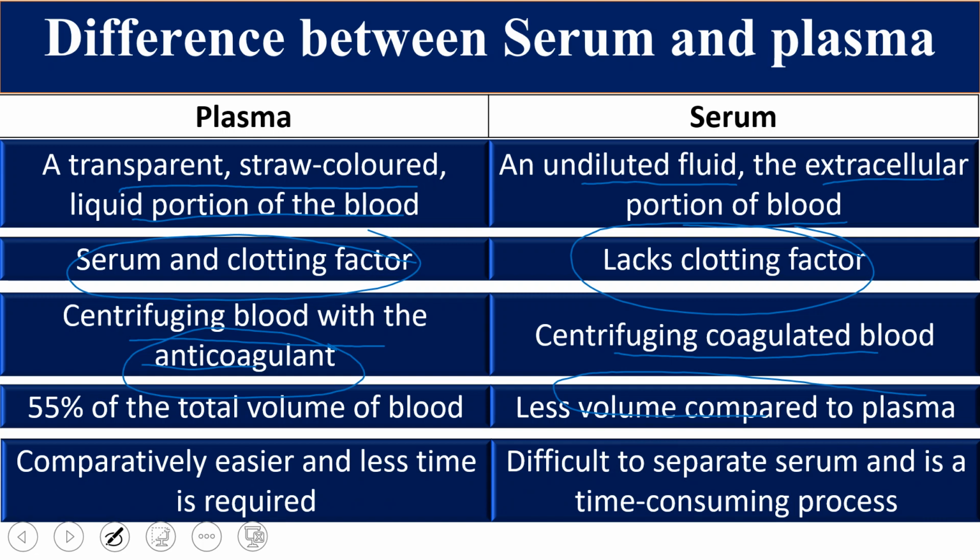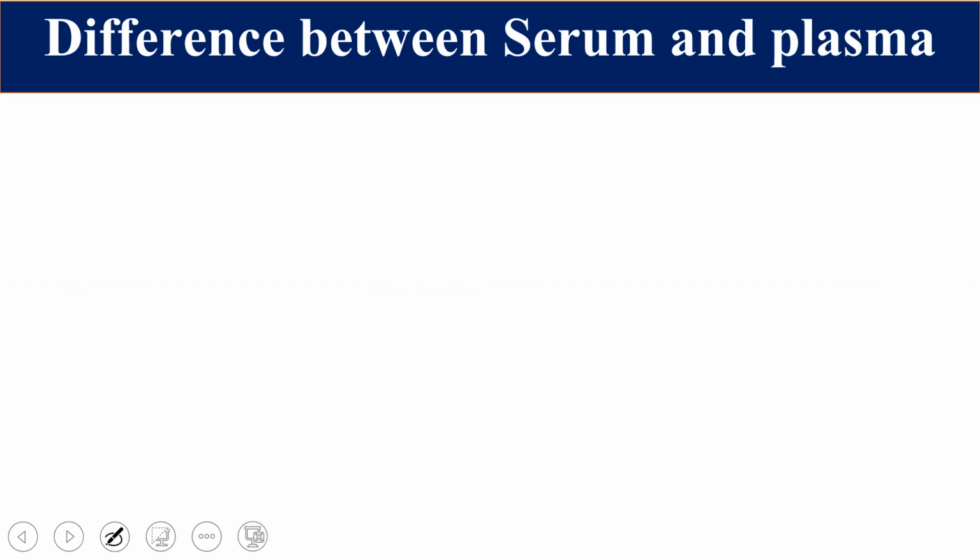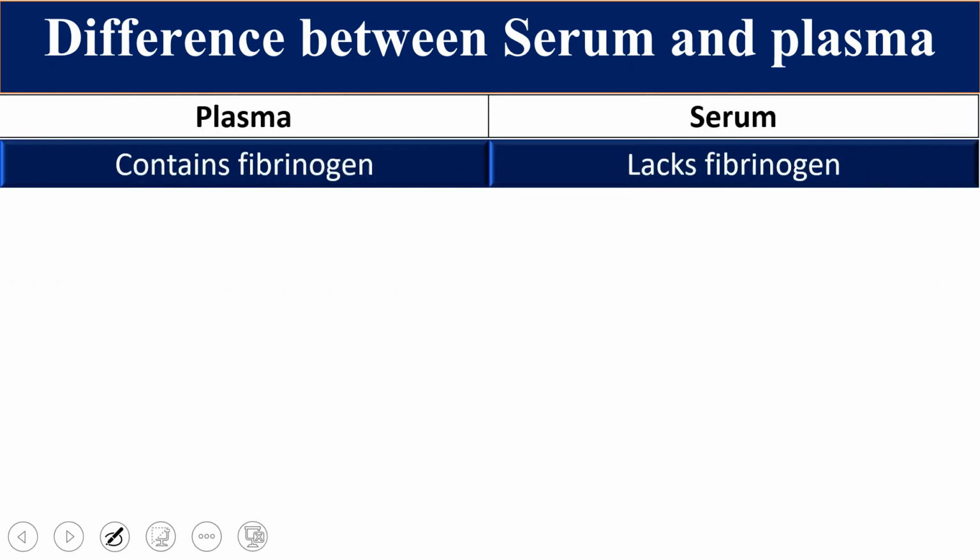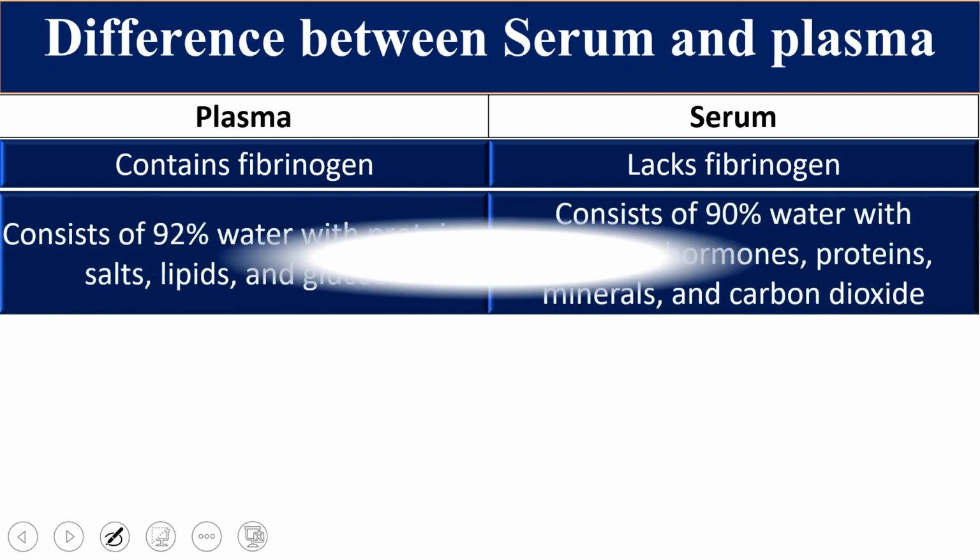Plasma is comparatively easier to get, and it takes less time for plasma separation. Serum separation takes longer because you have to allow the blood to clot, and clotting takes some time. Only after the clotting are you going to get the serum. So it is difficult to separate serum, and it is a time-consuming process because the blood has to be allowed to clot. Another difference is that plasma contains fibrinogen and other blood clotting factors, whereas serum lacks fibrinogen. Serum does not have fibrinogen and other clotting factors because they form the clot, and only then is serum separated.